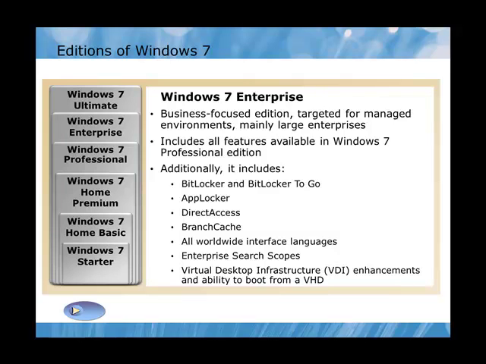Direct access and BranchCache are related to Active Directory and Active Directory machines, servers that are in different locations. BranchCache allows you to cache things that are downloaded from, for instance, Virginia Beach to Roanoke, so that you don't have to download it every time. You cache it directly in the machine itself.